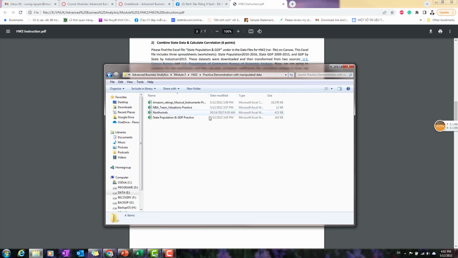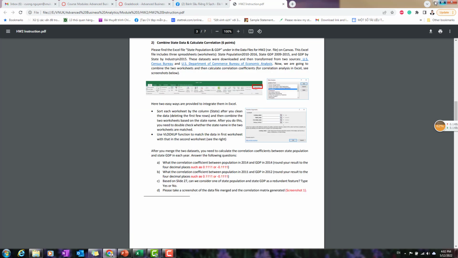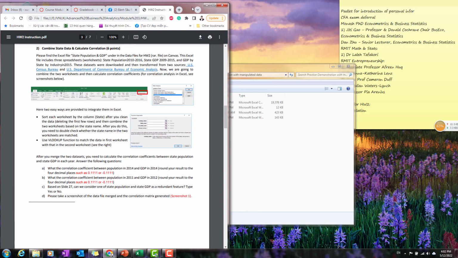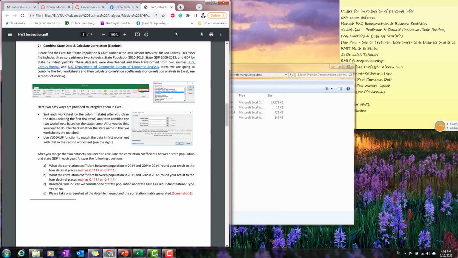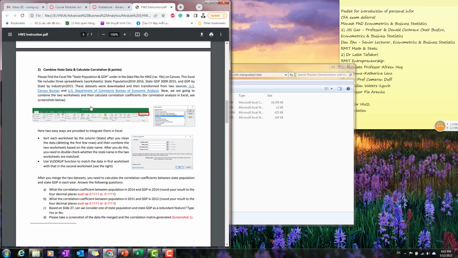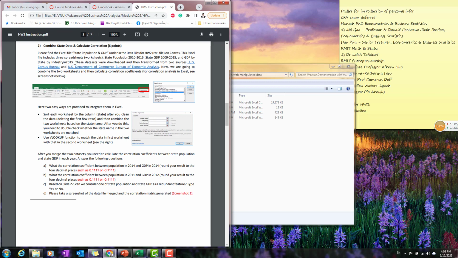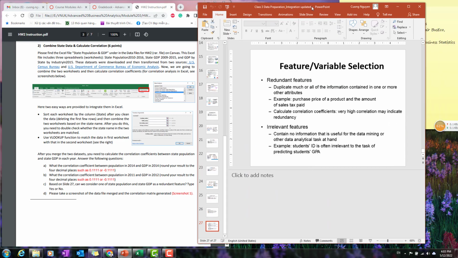Okay, so first of all, in the second example of this class, I required you to calculate the correlation between the variables to see if the data has the problem of data redundancies. So what does that mean?